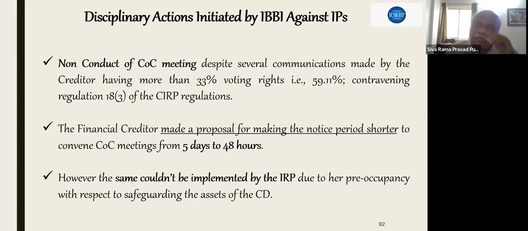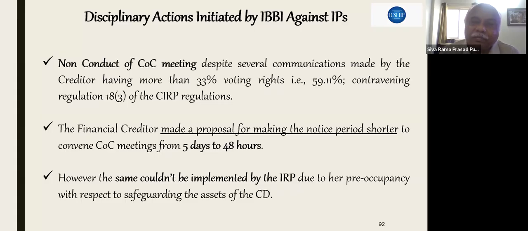What is pre-occupancy? You are not the security guard. Your security guard is different, and that is paid for. That is also CIRP cost, and that is also a priority. So the adjudicating authority will not accept all these things.